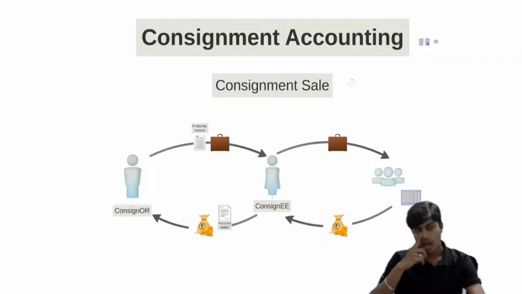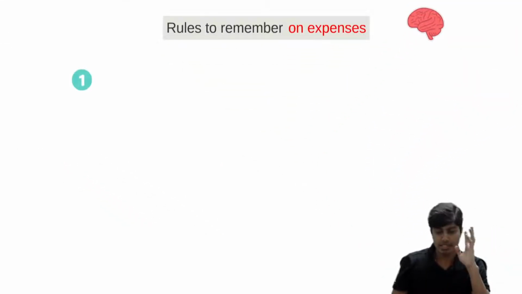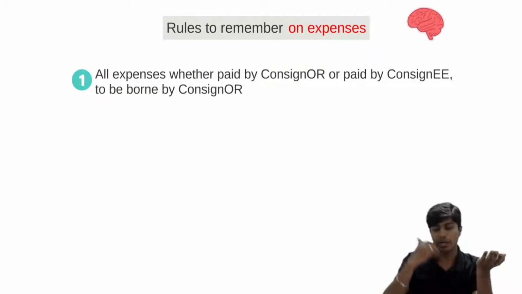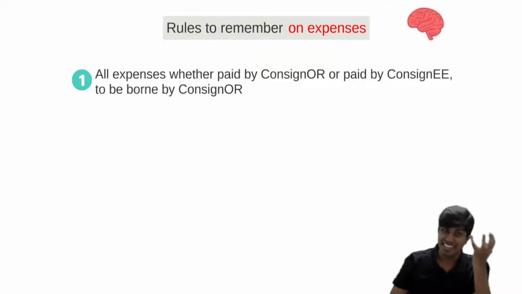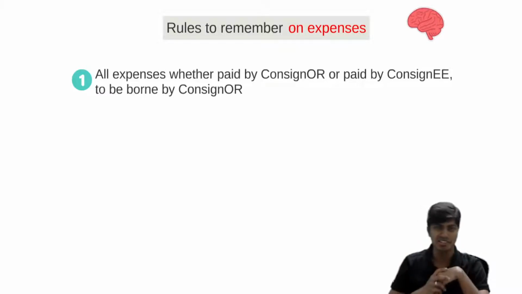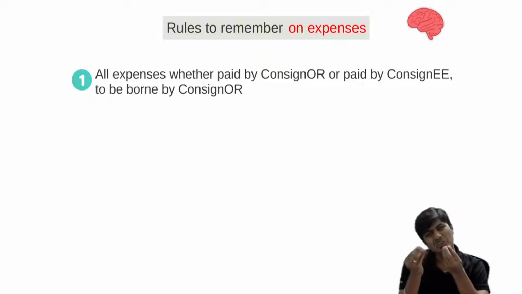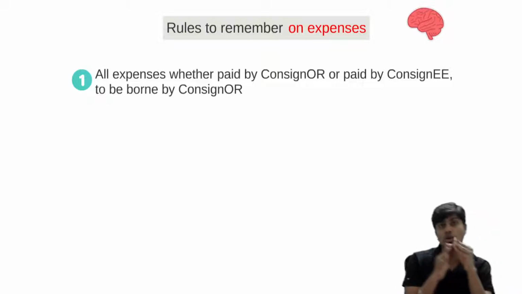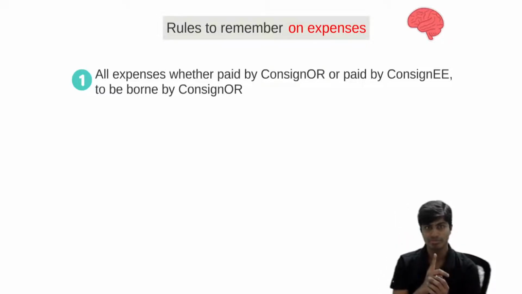These expenses, whether they are incurred by consignor or by consignee, have to be borne by consignor. Remember the rule? All expenses, whether paid by consignor or paid by consignee, have to be borne by consignor. Reason being, consignor is the principal. Consignor is the owner. Consignor gets the profit. Consignee is after all an agent. Consignee doesn't have ownership. Consignee has only possession. Consignee gets only commission. Consignee will not bear this expense. Got it?